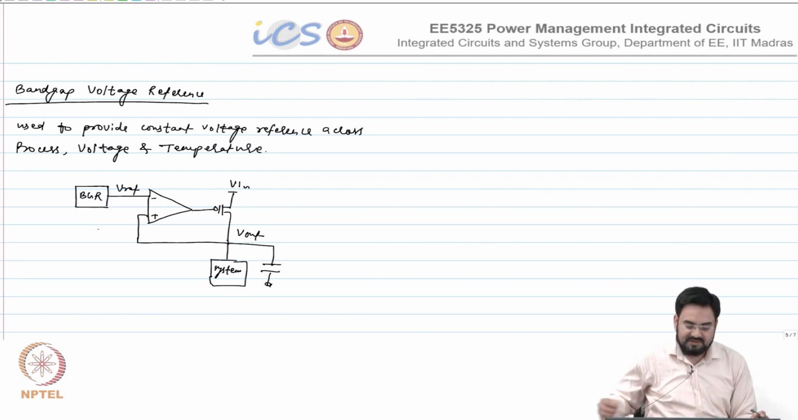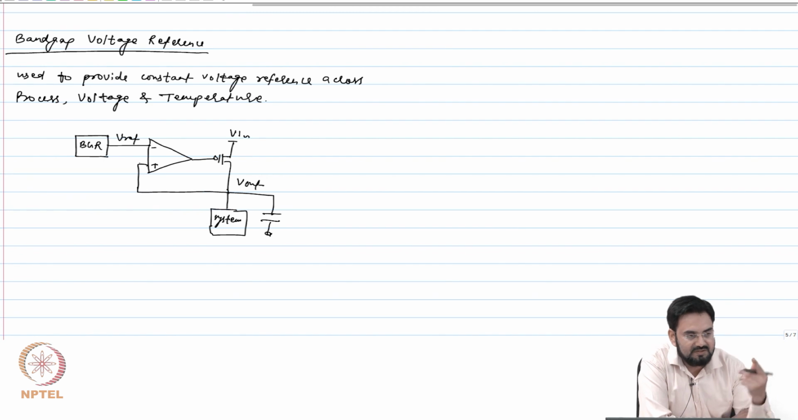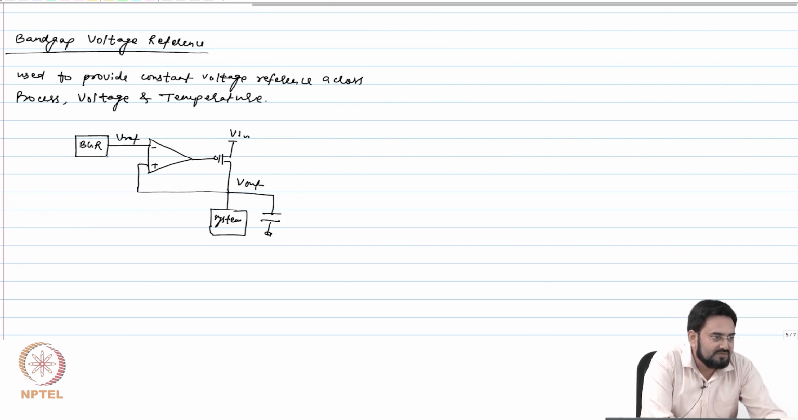And what do you want this Vref to be? Constant across process, voltage and temperature. The reason is if Vref changes, your Vout will change. So Vout is directly dependent upon your Vref, and we have some accuracy spec, we already talked about that. If Vref is not accurate, then your output will never be accurate. So that is why your Vref has to be very accurate.